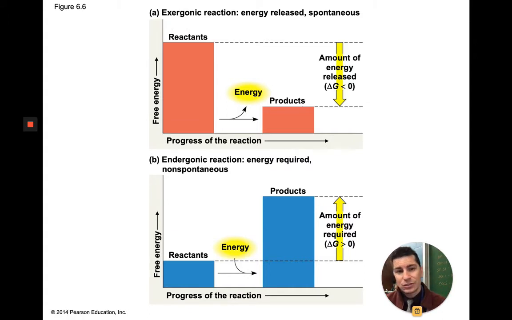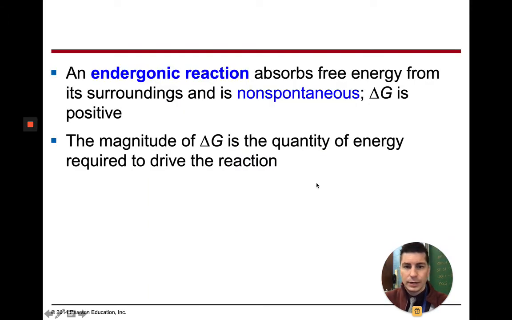That means it is exergonic. The opposite is endergonic. This is one that is going to need energy to occur. Our change of G is not going to be negative. On this side, in this example, it's going to be positive. And this is where our reactants are lower than our products. Okay. So we already talked about this, guys.